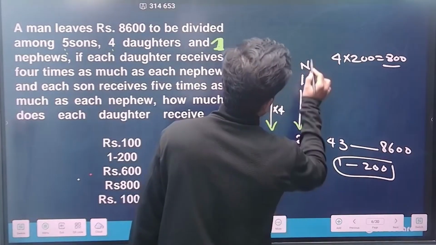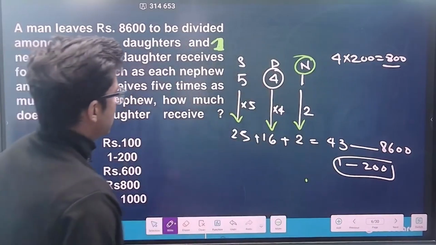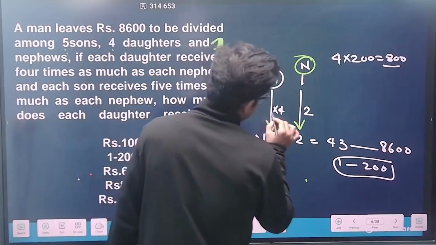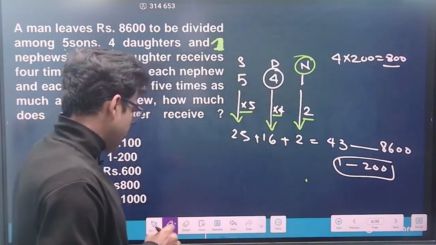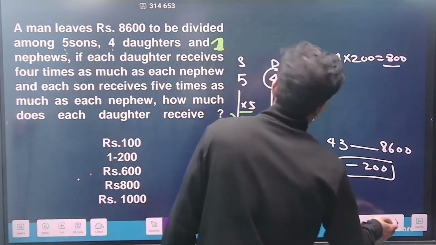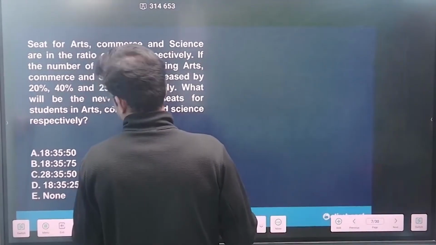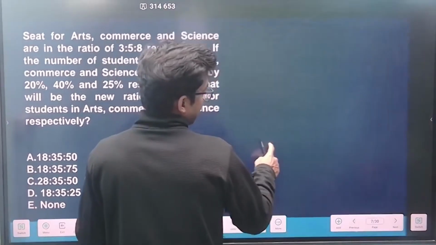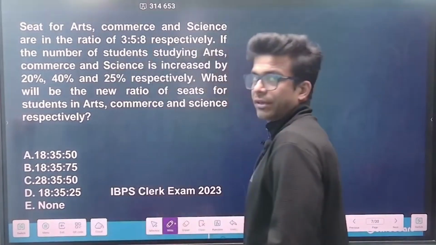Because this is the increment value. So I would say that there was something missing in the question. Let's try the next one. This was the question, guys, asked in IBPS Clerk 2023, I would say.